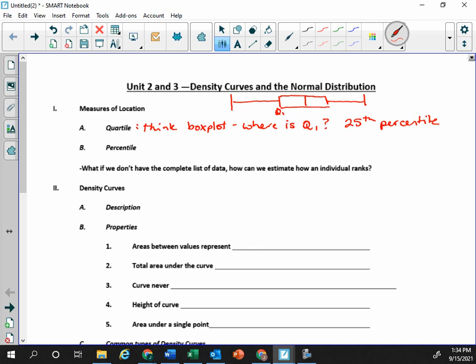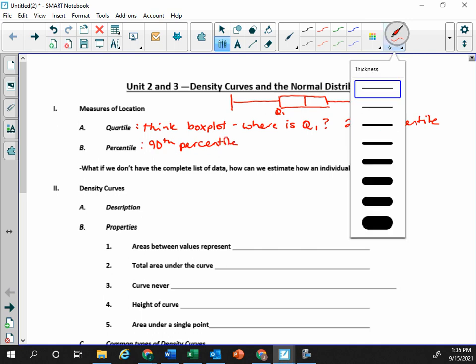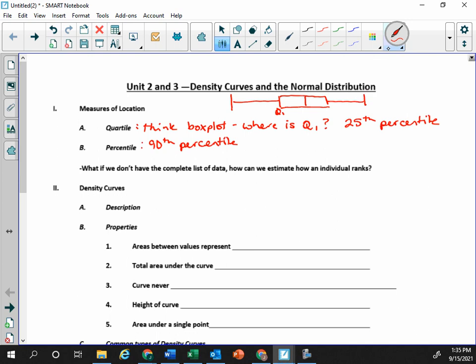And then talking about percentiles, like what that means, let's say you were told you're in the 90th percentile. What that means is that 90% of the scores are below your score.